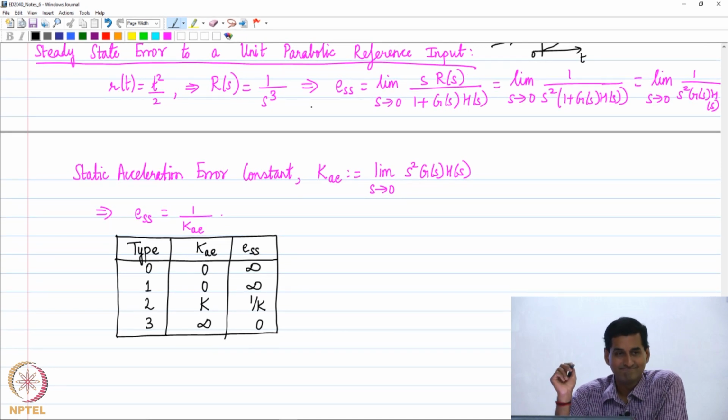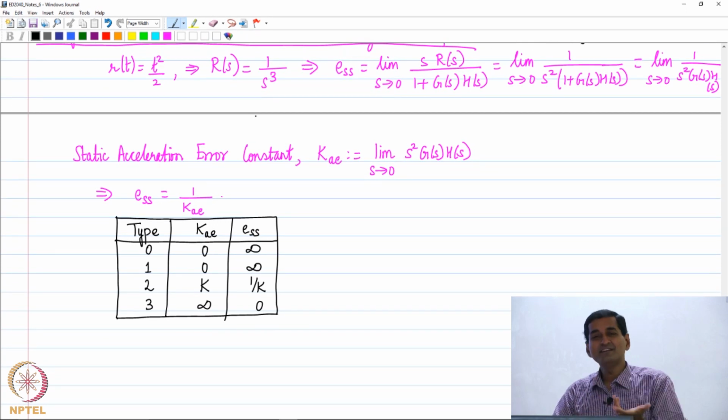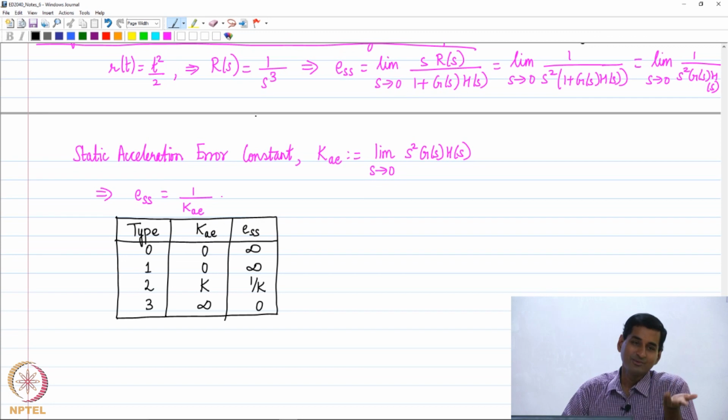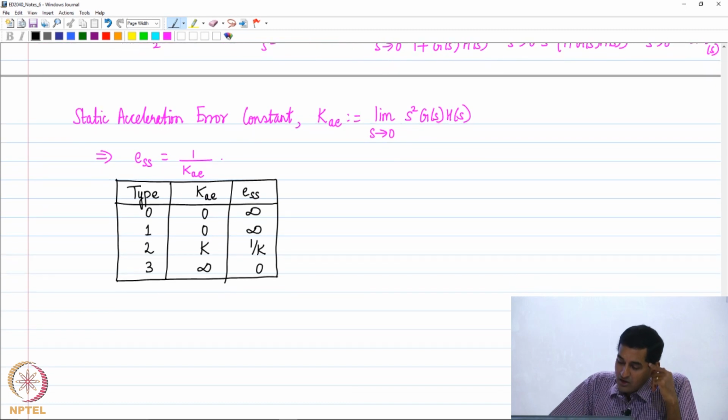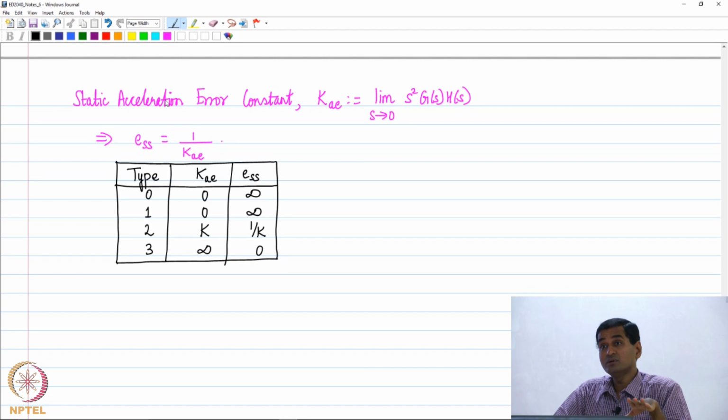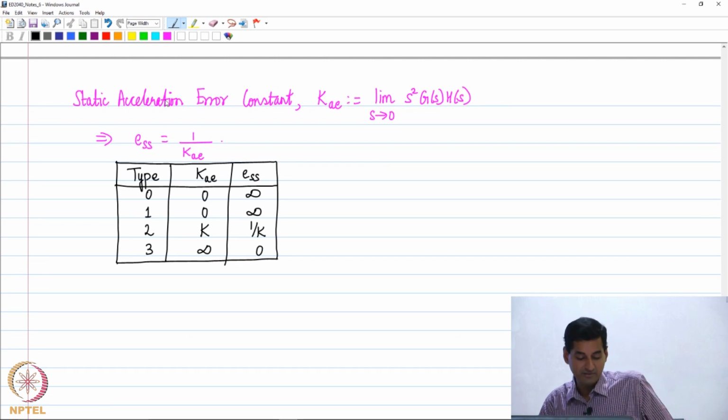So if you have a unit parabolic input, the time domain function r of t is t squared by 2. Of course, since we are dealing with linear systems, you can still consider t squared, and you will just have a factor of 2. That's it. So it doesn't matter. That's the steady state error to a unit parabolic input.